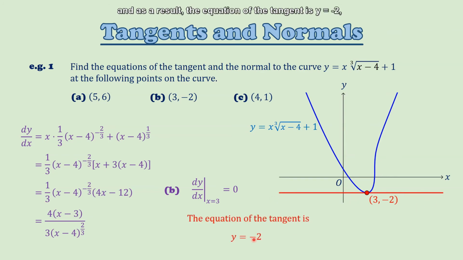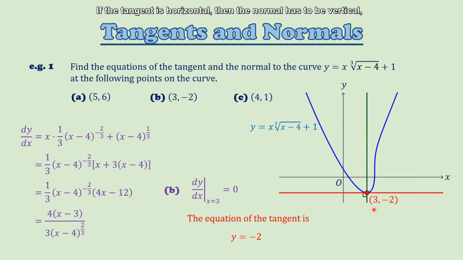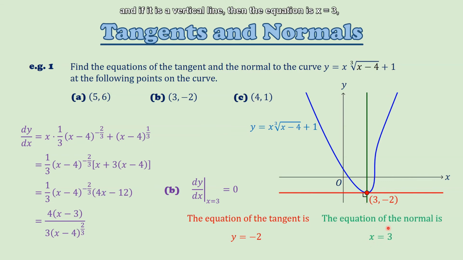And as a result, the equation of the tangent is y equals minus 2. And minus 2 is the y-coordinate of this given point. If the tangent is horizontal, then the normal has to be vertical. And if it is a vertical line, then the equation is x equals 3. And 3 is the x-coordinate of this given point.